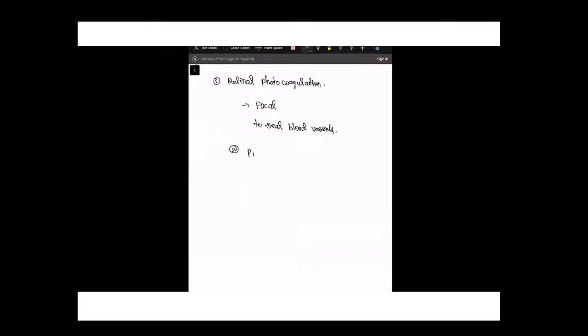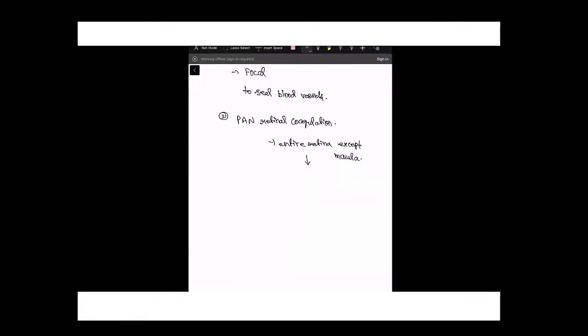We also have panretinal photocoagulation, and we are going to coagulate the entire retina except for the macula. If you coagulate the entire retina with a laser, we will eliminate the hypoxia. Hypoxia will not happen. If there is no hypoxia, neovascularization will not happen.